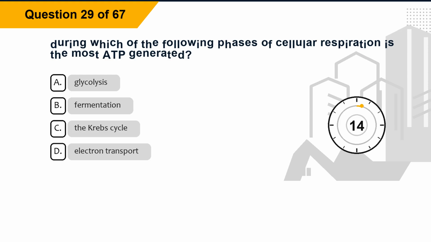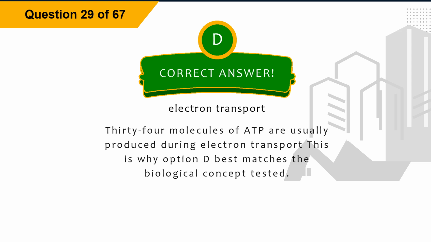Question 29. During which of the following phases of cellular respiration is the most ADP generated? Option A, glycolysis. Option B, fermentation. Option C, the Krebs cycle. Option D, electron transport. The correct answer is option D, electron transport. Explanation. 34 molecules of ATP are usually produced during electron transport. This is why option D best matches the biological concept tested.